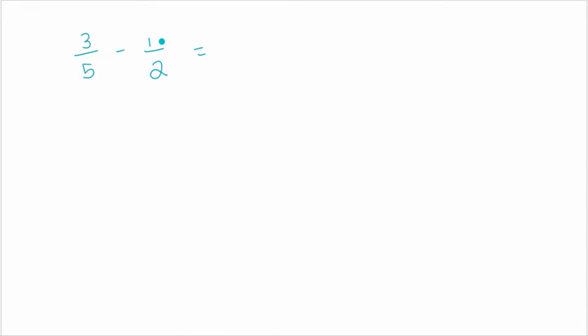We know that we cannot just subtract 1 from 3 because our units are different. When you have a different unit, what do we do? We need to make the unit the same. That's why we are changing the denominator to the same, because that is the unit fraction. So how do we change it? Well, you can think about least common denominator.